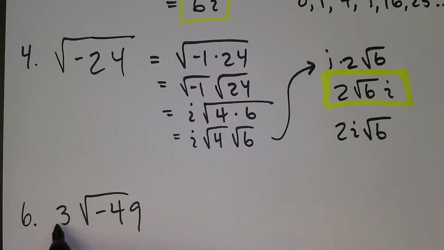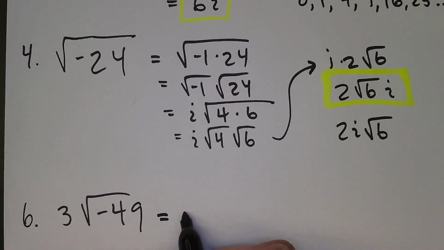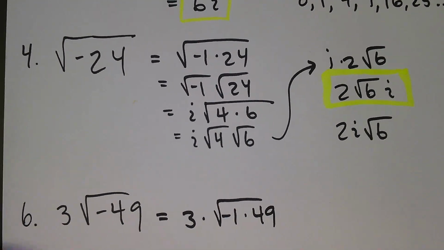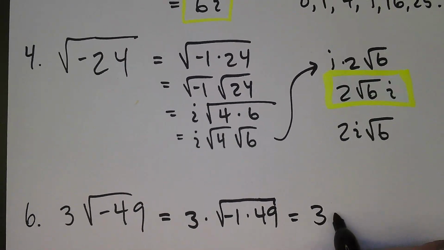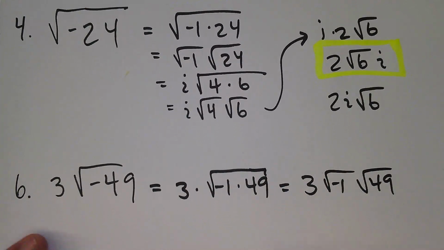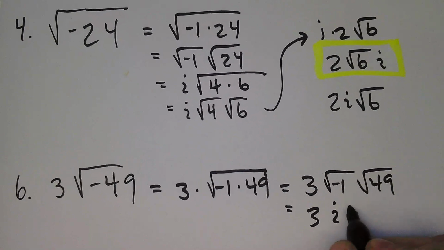Okay, the last one I want to look at here is when we have a multiplier out front. So this is 3 times the square root of -49. The 3 is going to stay out front. We're going to do -1 times 49 underneath here. So let's see, we'll do 3 times the square root of -1, square root of 49. So here this is going to become my i. And the square root of 49 is 7.